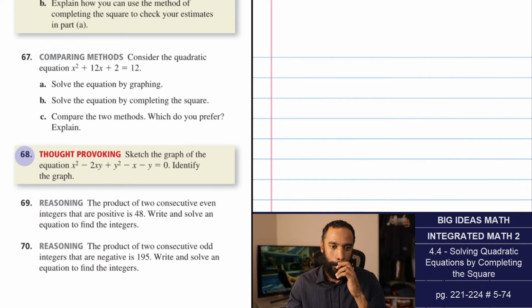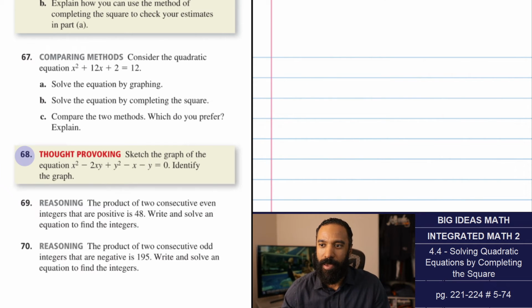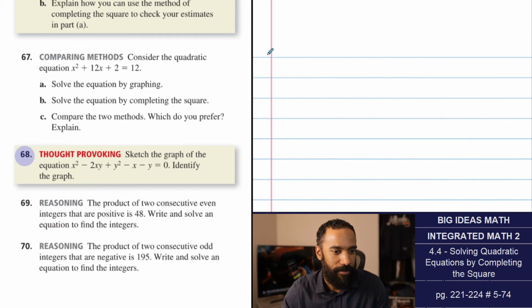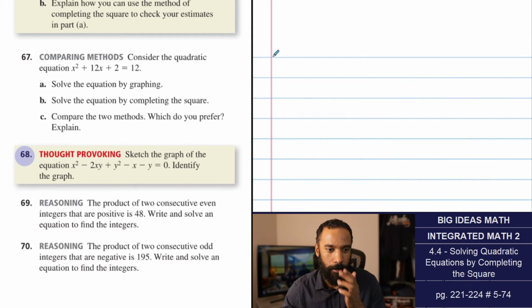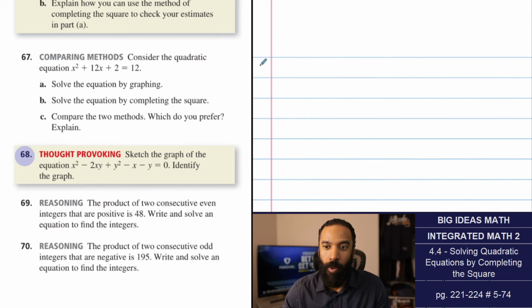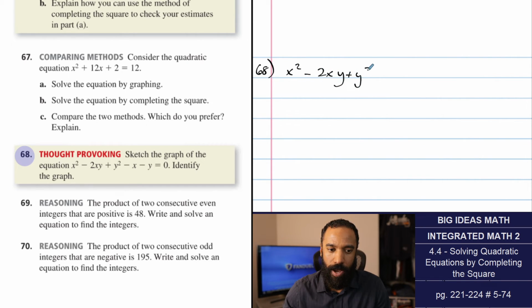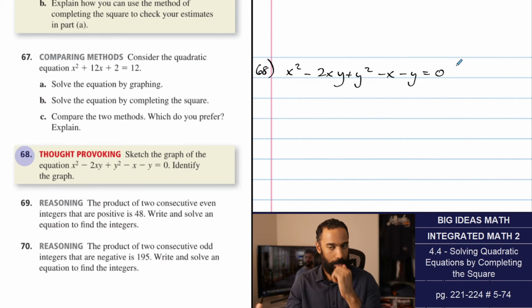Number 68. Sketch, oh man, maybe I have to attach the graph paper online. Sketch the graph of the equation x squared minus 2xy plus y squared minus x minus y equals 0. Identify the graph. Oh, wow. They're going hard on you right here. x squared minus 2xy plus y squared minus x minus y equals 0.